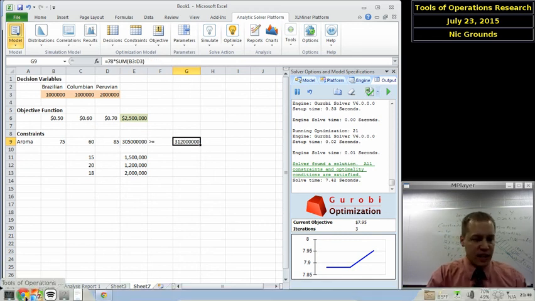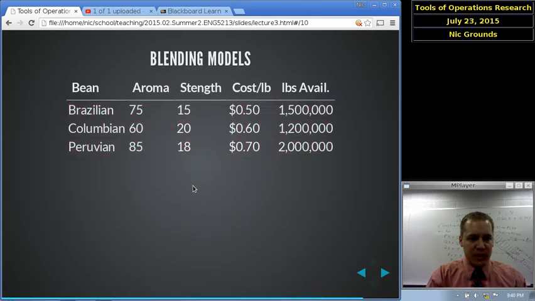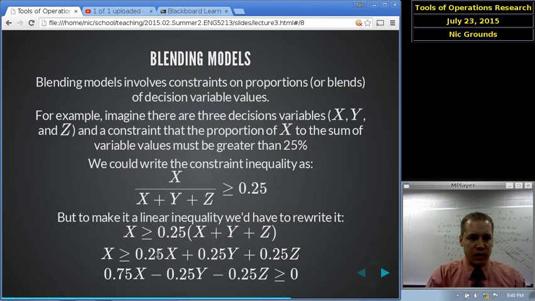I'm going to go back to the slide real quick. Effectively, what we did is we chose to write something like this as our constraint. So an inequality that has decision variables on both sides, okay, but it's a linear function on both sides.